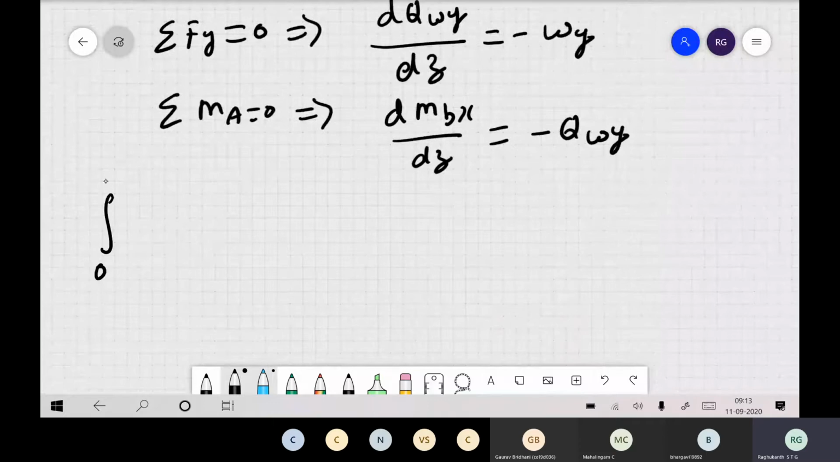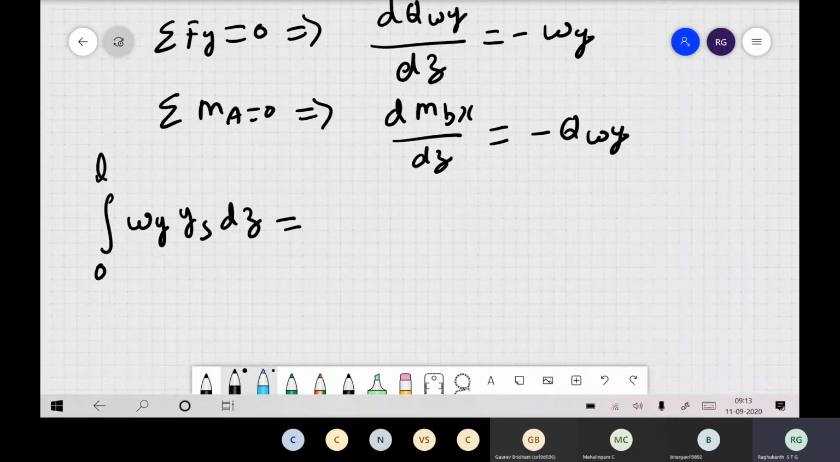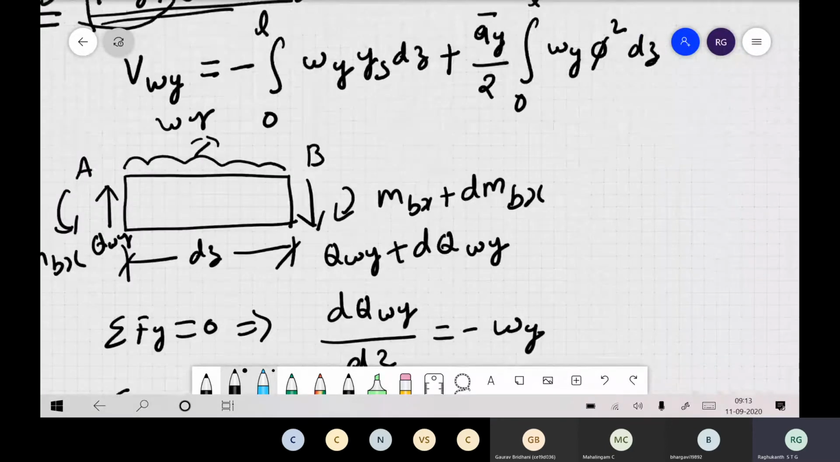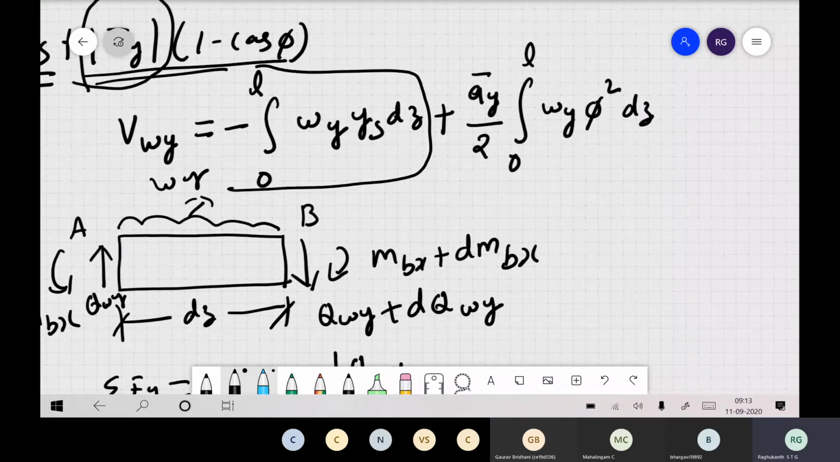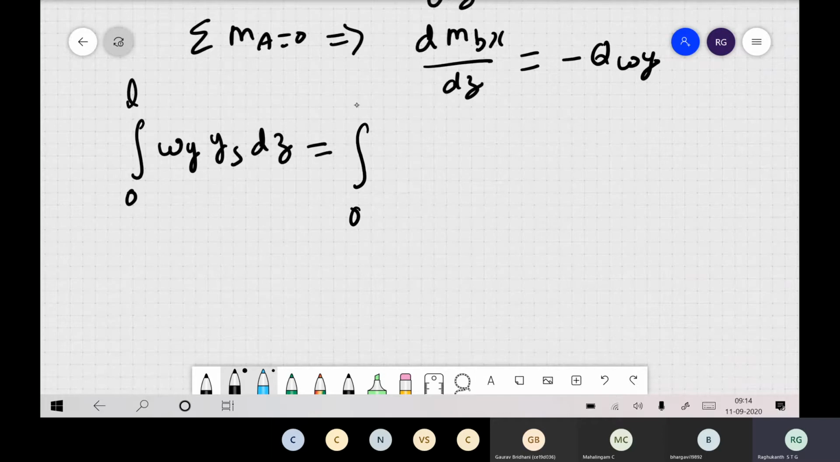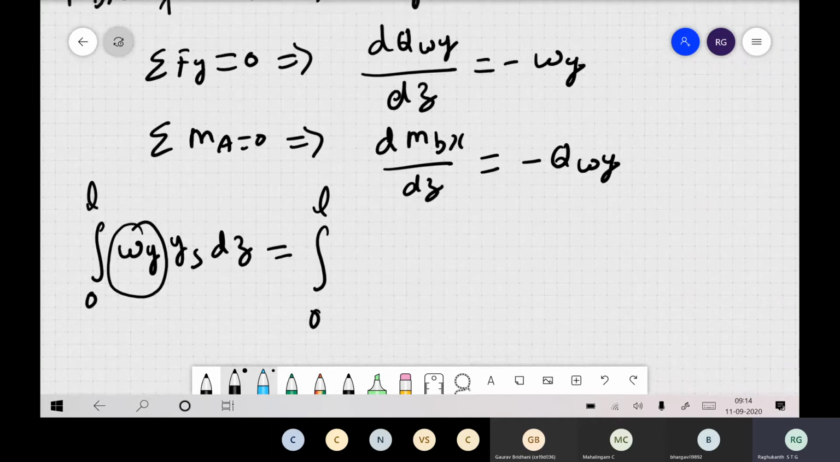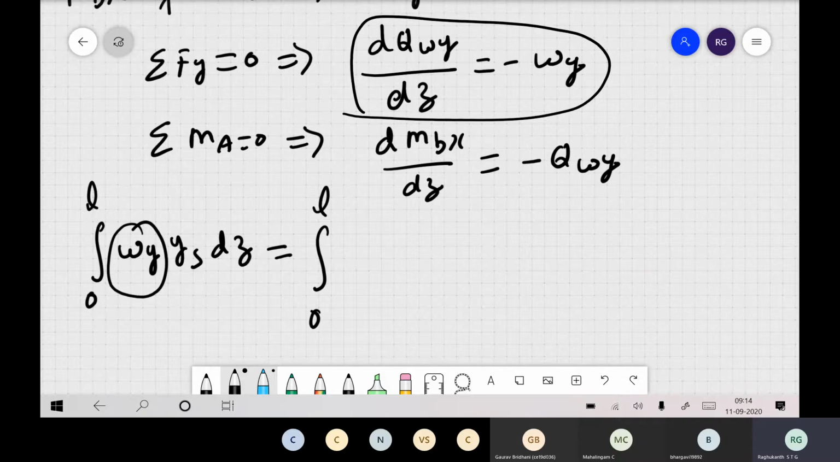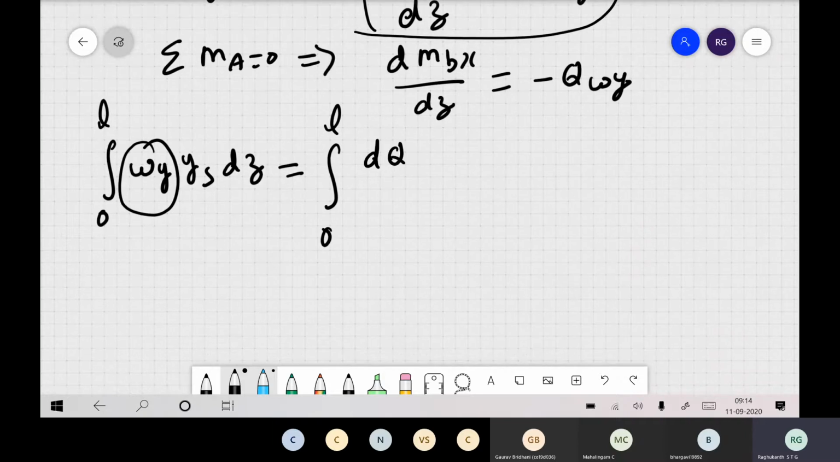So integral 0 to L of Wy into Ys dz, this quantity is there. This first term we can write in terms of shear force and bending moments itself. Right now it is in terms of deflection and slopes. So now the deflection and the angle of twist itself we can write in terms of bending moment and shear force. If you substitute Wy, the distributed load, with this expression in terms of shear force, we can write dQy by dz multiplied by your Ys into dz.